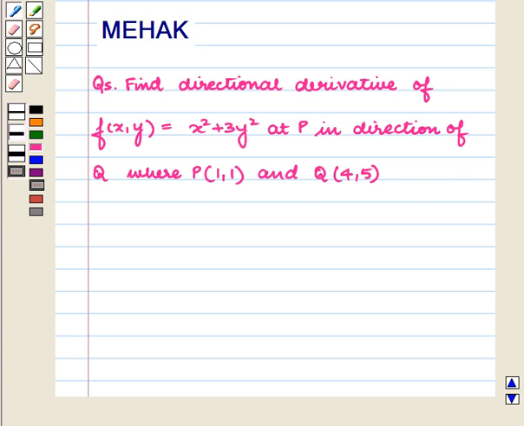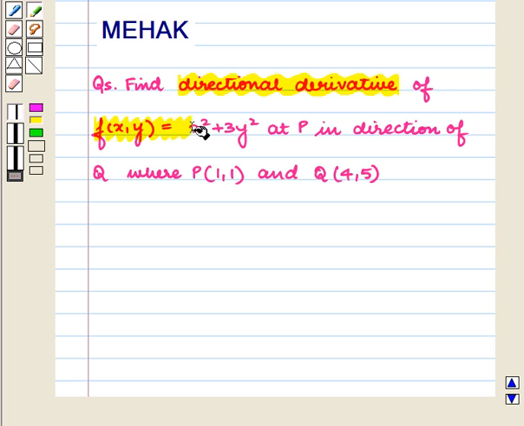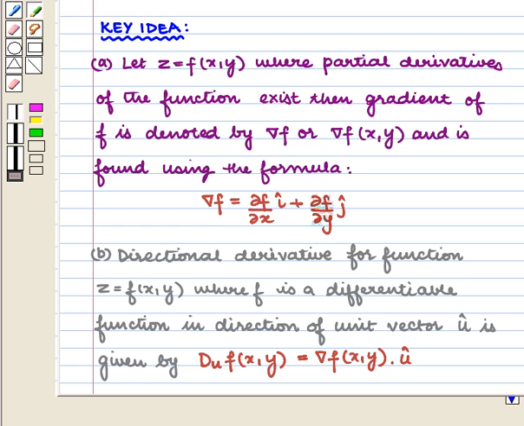In this session, we are going to discuss the following question, and the question says: find the directional derivative of f of x, y equal to x square plus 3y square at P in direction of Q, where P is at (1, 1) and Q is at (4, 5).